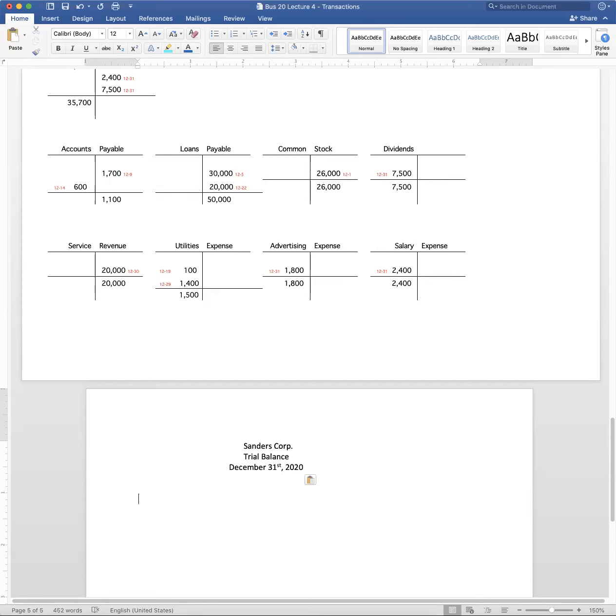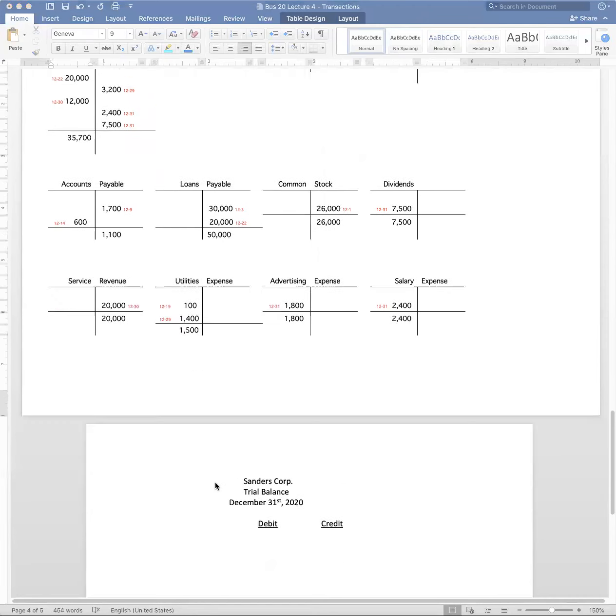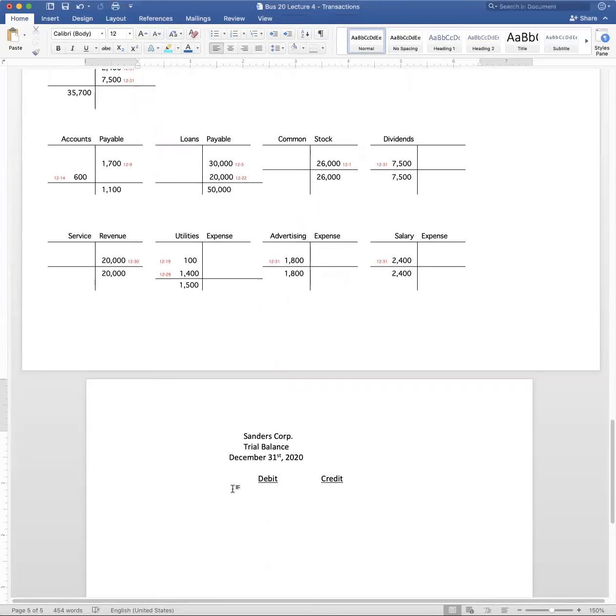So what we're going to do is list all of the accounts and whether or not they have a debit or credit balance. Okay. So let's prepare this for Sanders Corporation. If we go look up here on the T accounts, we know that cash has a debit balance of $35,700. So we're going to put that here on our trial balance.